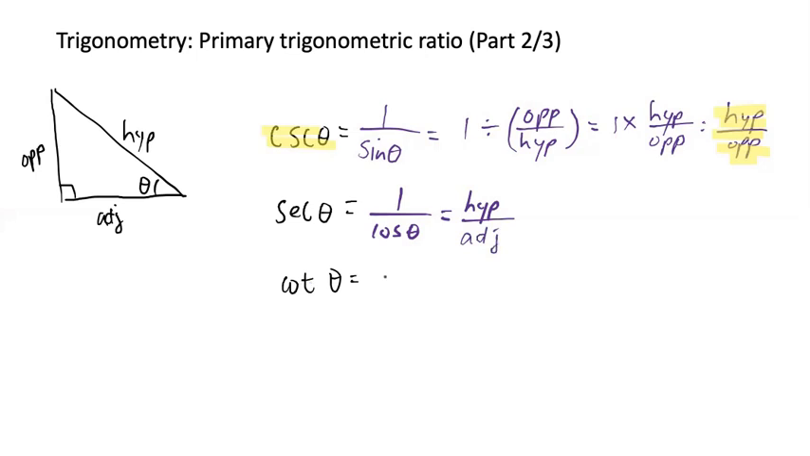And finally, for cotangent, we have 1 over tan theta, and this will be, originally, for tan, it was opposite over adjacent, and now it will be adjacent over opposite. And we're done.